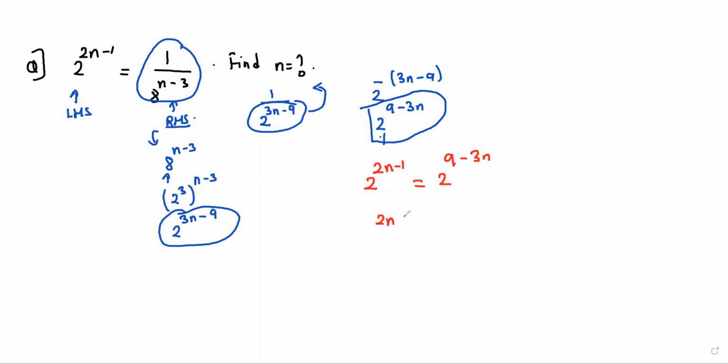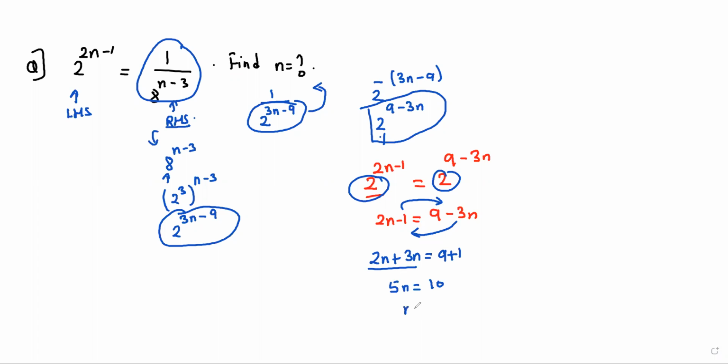Okay, so this 2 and this 2 are equal, so I equate the powers: 2n minus 1 is equal to 9 minus 3n. When 3n goes to the left hand side, it will become plus, so 2n plus 3n is equal to minus 1. When it comes to RHS, it will become 9 plus 1. 2n plus 3n is 5n, 9 plus 1 is 10. So n is equal to 10 by 5, that is equal to 2. So n is equal to 2 is the right answer.